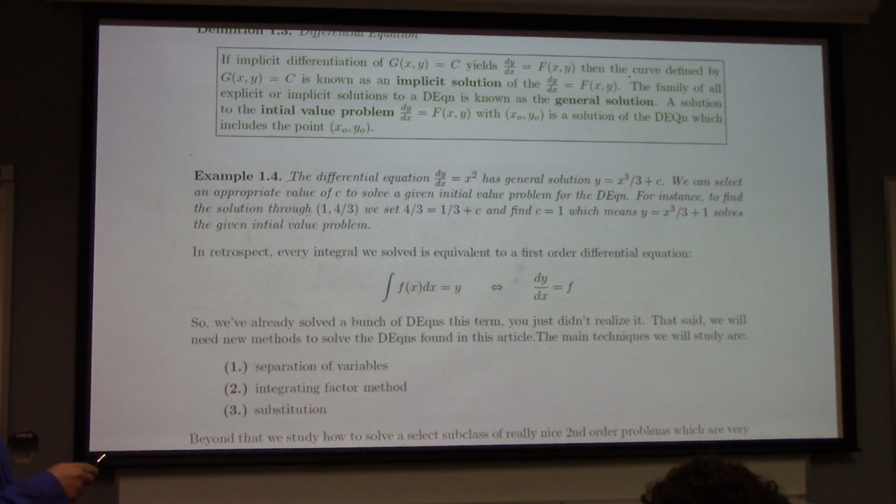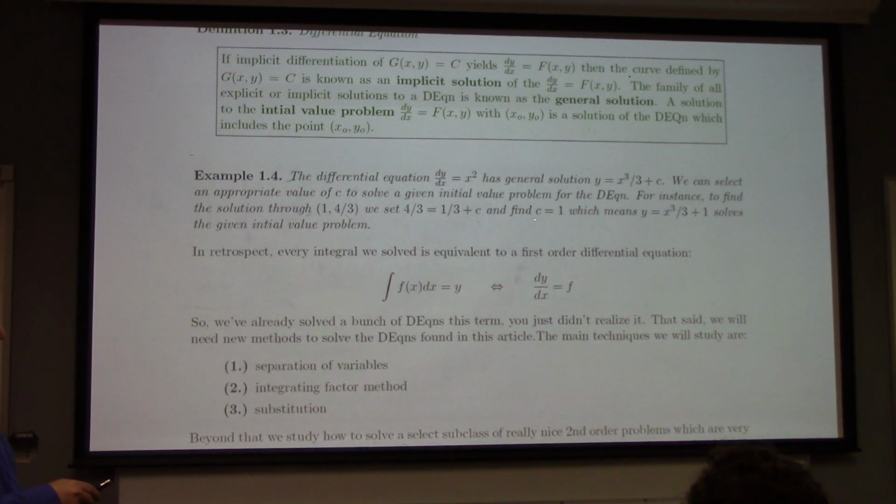And if you have an initial condition, like you want the point (x naught, y naught) to be on the curve, then you can find a value for c to make it so. You can put (1, 4/3) to be a point on the solution curve, and then that gives us 4/3 is 1/3 plus c, right? And then we solve for c, we get c equals 1. So therefore y equals x cubed over 3 plus 1 is the solution to this initial value problem. This differential equation, and that point has to be on the curve.